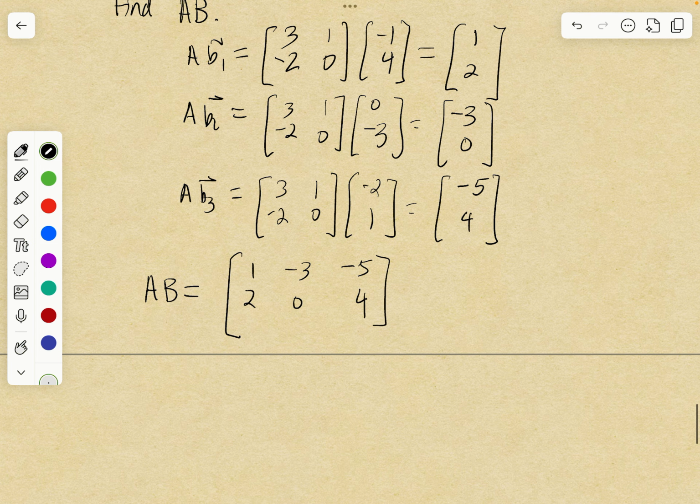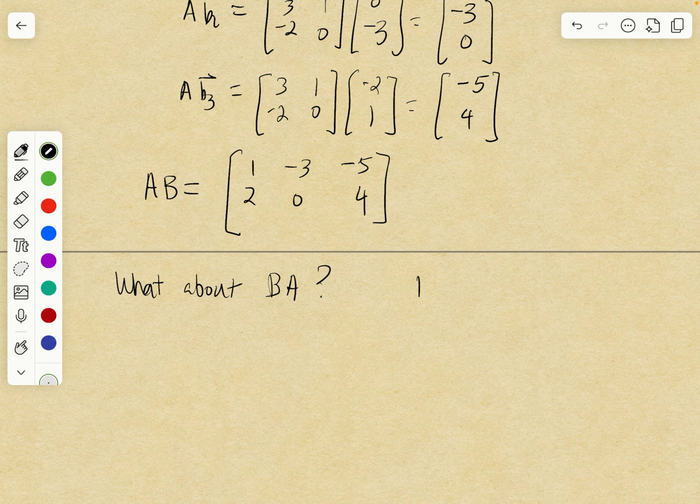Okay, what about B times A? Well, there's a bit of an issue because B is 2 by 3, A is 2 by 2, and the numbers don't match up. So BA is undefined.